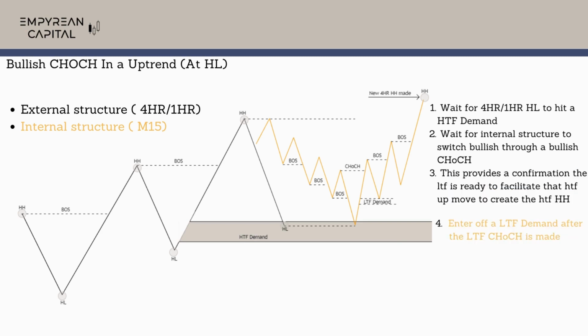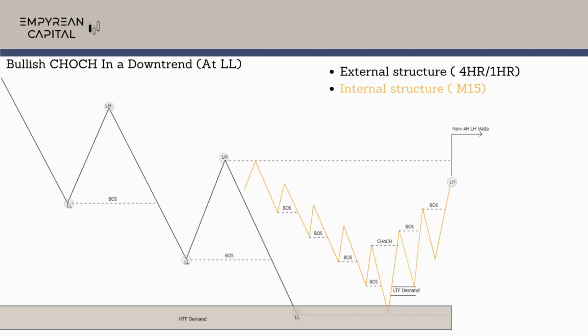And number 4, what we do is we enter off the lower time frame demand after the bullish change of character is made in order to increase our risk reward ratio. And we usually put the take profit at a point where, it could either be liquidity, imbalances, order blocks, but we usually want to be putting it at a point where a new higher time frame higher high will be made, right? Now let's look at the other scenario.